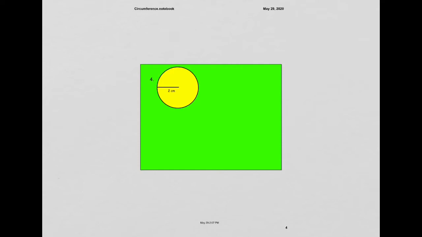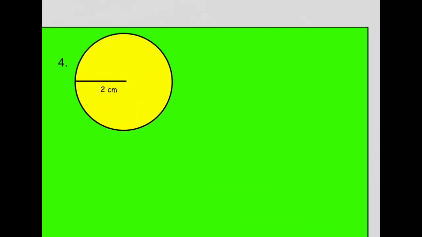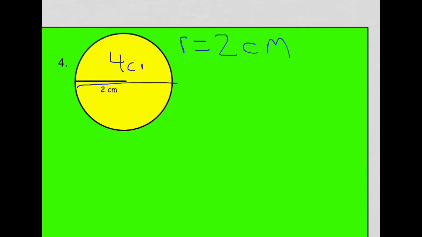All right, now look at this situation. We've got another circle, but this time we're not given the diameter. The diameter is the distance all the way across the circle through the center. This time we're given the radius, which is half the diameter. R equals 2 centimeters. To calculate circumference we need the diameter, so the diameter must be 4 centimeters. We took the radius and doubled it.